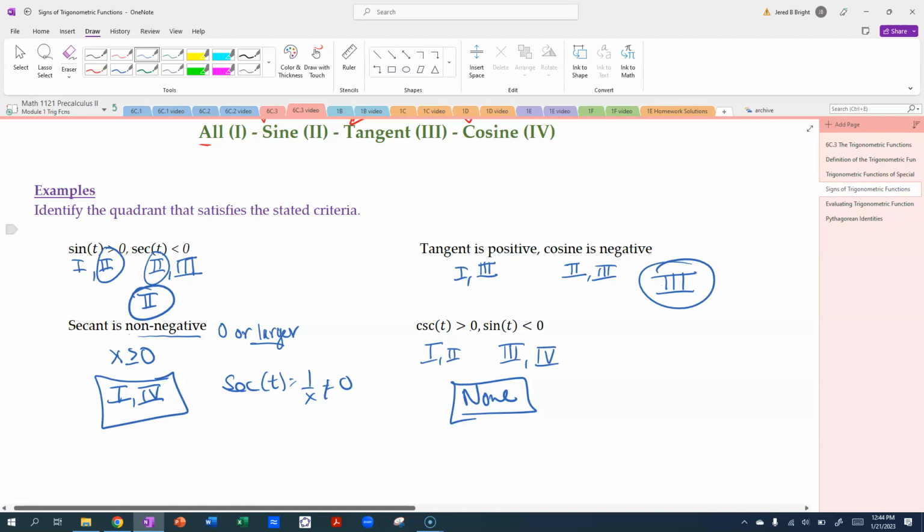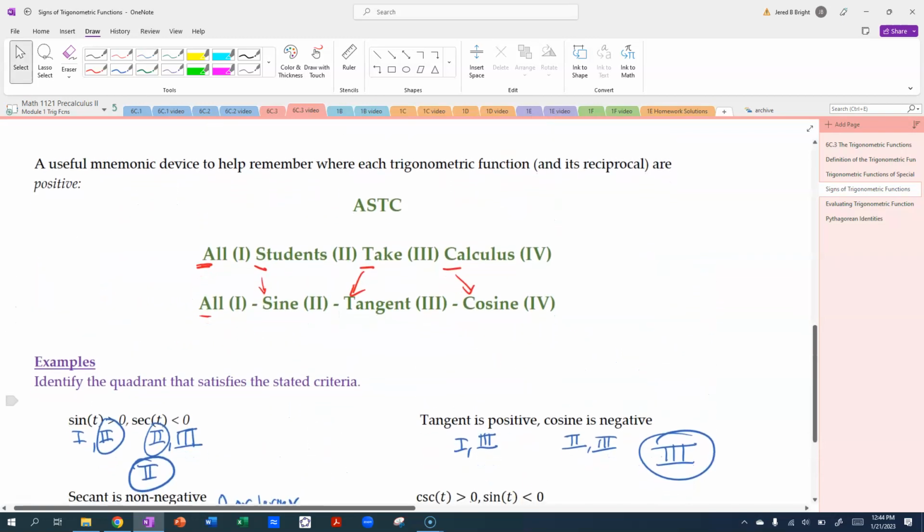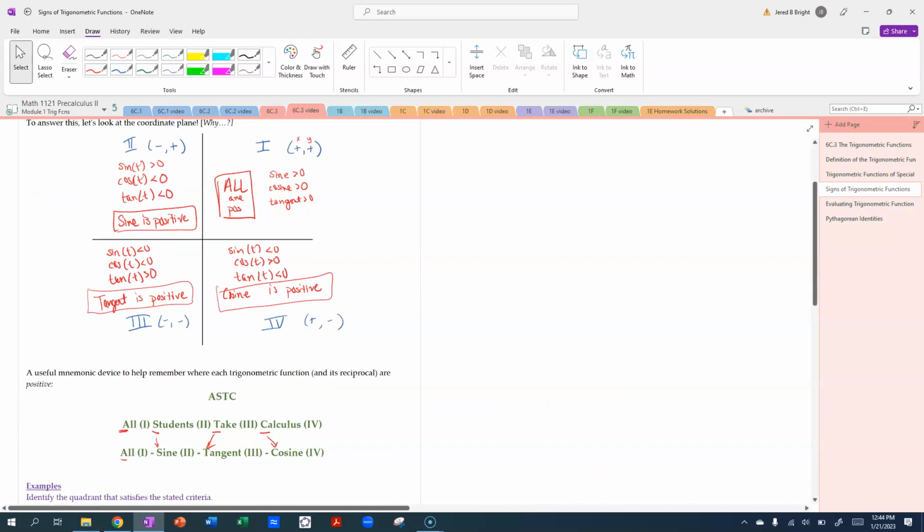So the big takeaway is to be aware of where the different trig functions are positive and negative, and use the acronym ASTC or the mnemonic All Students Take Calculus to help you remember this fact.